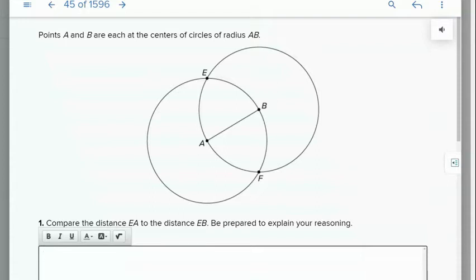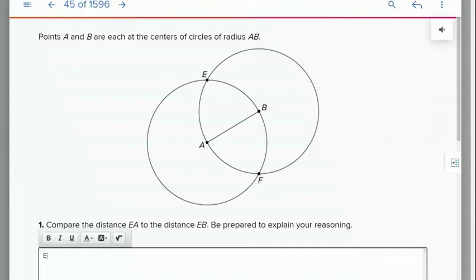Okay, so hopefully you paused it and you noticed that EA should have the same distance as EB, right? If you were to create line segments, you could probably see that. Also, if you created the two line segments, you would actually create an equilateral triangle, right? And that's from the previous lesson, I believe lesson 4.